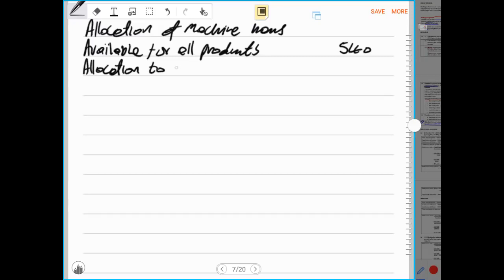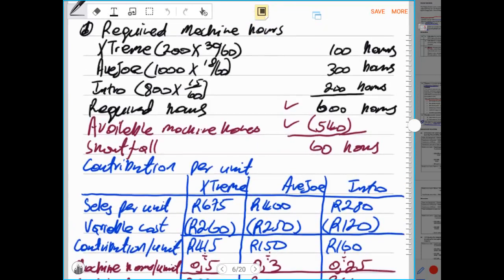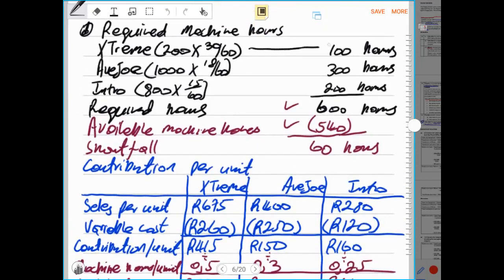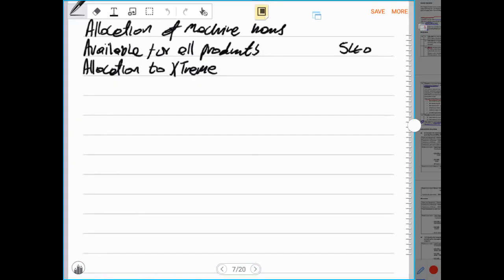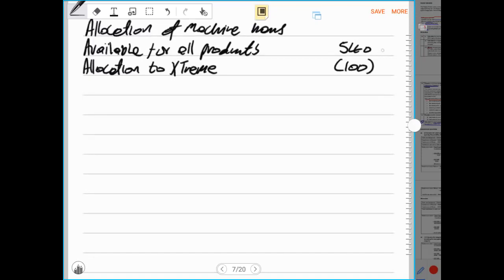Allocation to the first product, which is Extreme. How many hours does product Extreme require? Product Extreme requires 100 hours. Do we have 100 hours available? Yes, we still have 540 available. So now we will take into account all the hours that are required for product Extreme. This is in hours, this is in hours. So now we'll have the remainder. The remainder will be 440 hours.